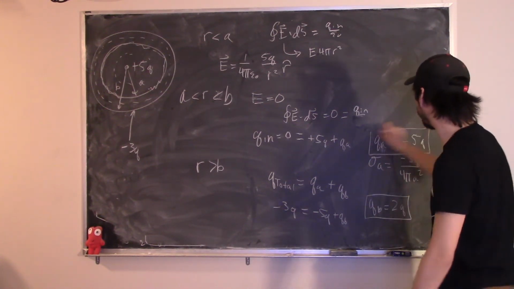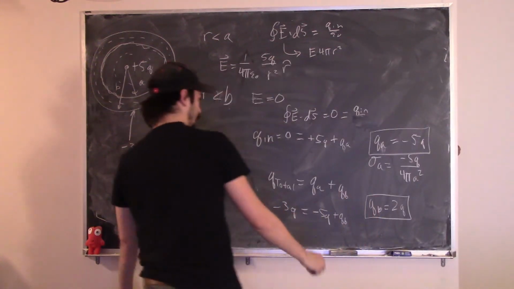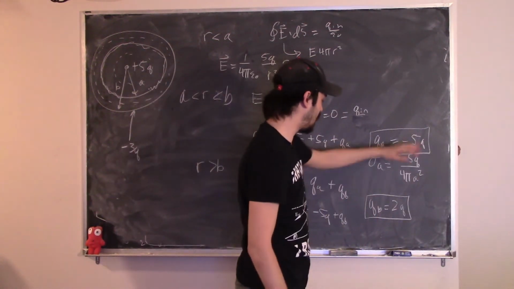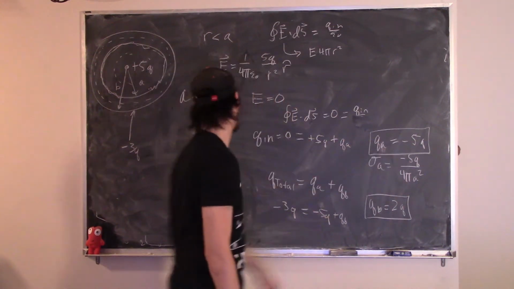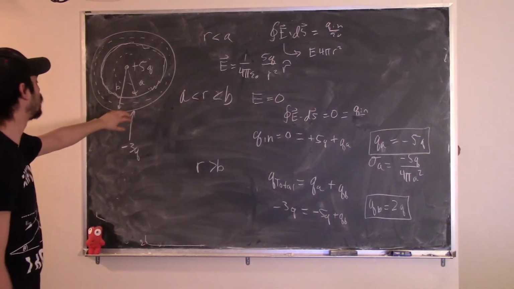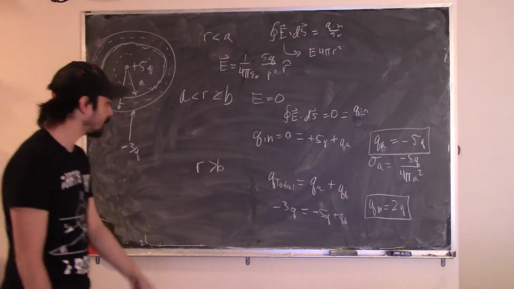Okay? And we can check to see, does that make sense? Well, QA is minus 5Q, QB is 2Q. We add it together, we get the minus 3Q. That's the charge on the conductor.